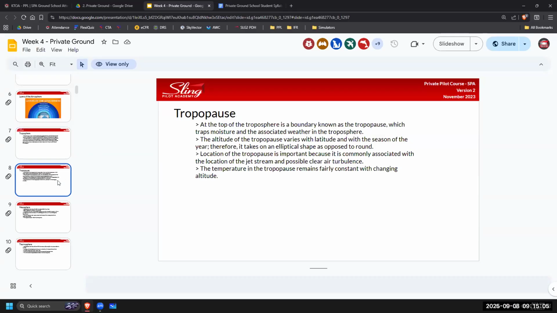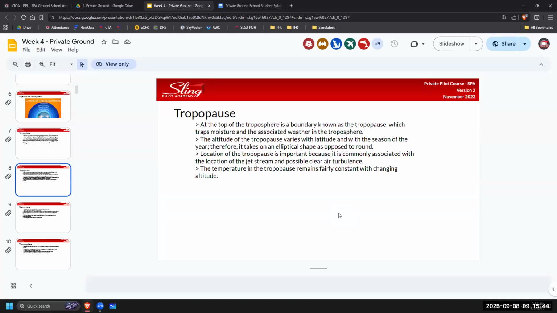We keep going. Here's the tropopause that I didn't have on the picture. This is like a boundary layer at the top of the troposphere that kind of encapsulates all of the weather in the troposphere. Most of the weather. It's not 100%. There's still some moisture that escapes out, but it keeps pretty much all of the moisture and the weather in the troposphere. So this is like a boundary layer before you get to the stratosphere. It varies with latitude and with the season.